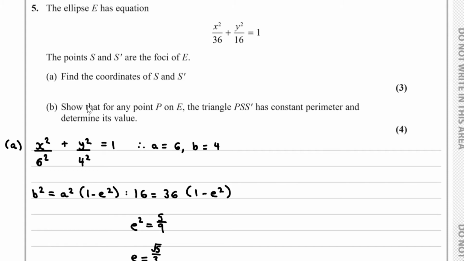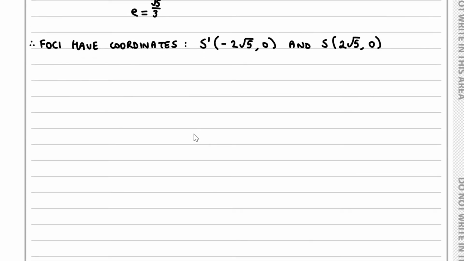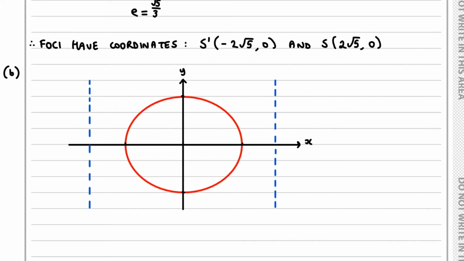Now for part B, we have to show that for any point P on E, the triangle PSS' has constant perimeter, and we have to determine its value. Well, before we do anything else, I think it might be a good idea to sketch the ellipse. So you can see here, we've got an ellipse, and we've got the directrices as we see here.